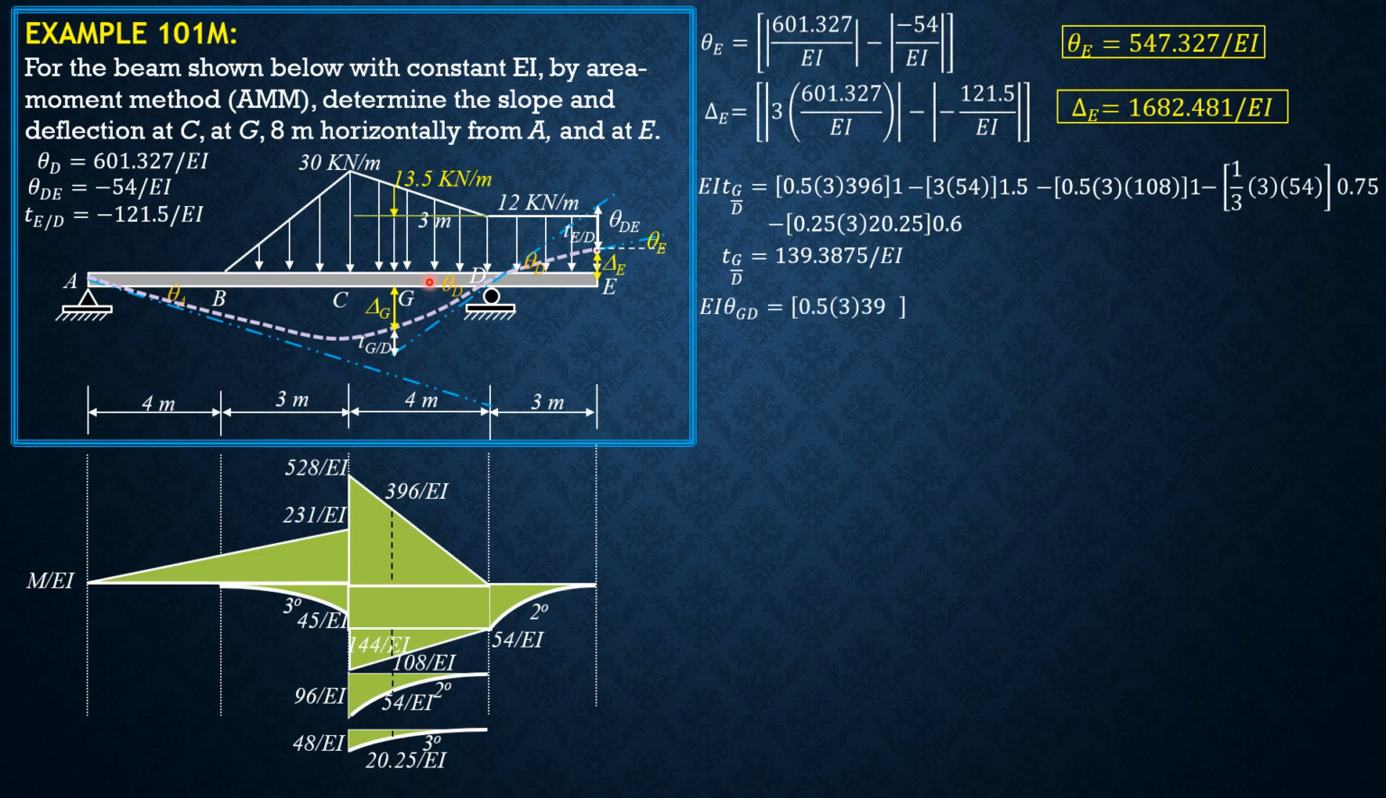Then the slope at G. So EI theta GD is simply the area between G and D. So we copy these areas here that we computed. We just remove the moment arms. So minus 3 times 54 minus 0.5 times 3 times 108. Then minus 1/3 of 3 times 54. Then minus 0.25 times 3 times 20.25. So using your calculator, theta GD is 200.8125 over EI. Positive means from the tangent at G to the tangent at D, it is counterclockwise. So this is the tangent at G, this is the tangent at D. This is theta GD.